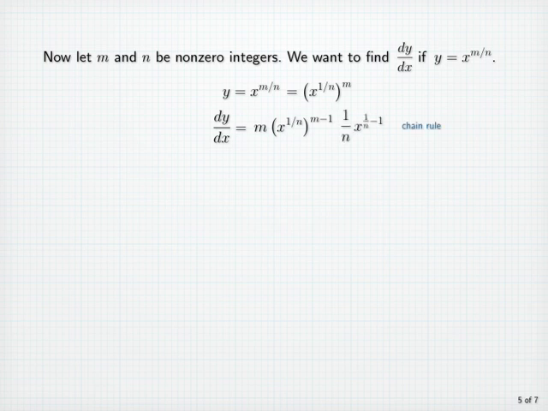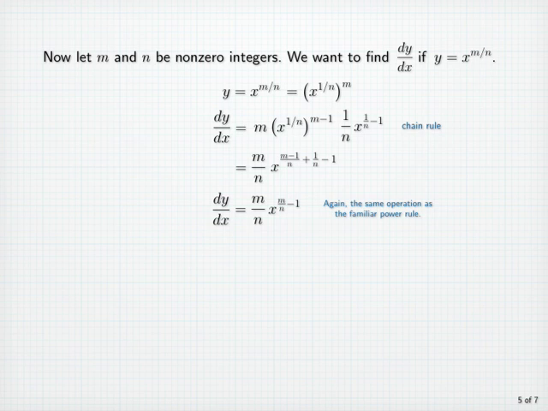Next, we multiply by the derivative of the inside, which we've just determined is 1 over n times x to the 1 over n minus 1 power. Now, the right-hand side is equal to m over n times x to a power, and that power will be m minus 1 over n plus 1 over n minus 1. And simplifying that exponent, we obtain m over n times x to the m over n minus 1 power. So again, we have the same operation as the familiar power rule.